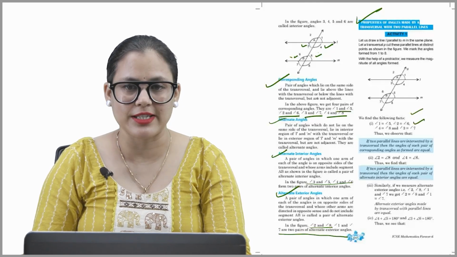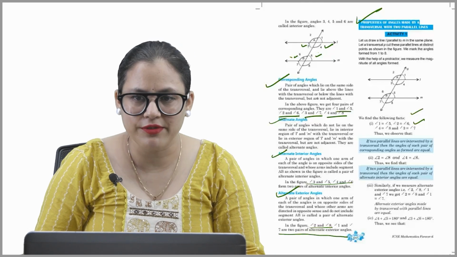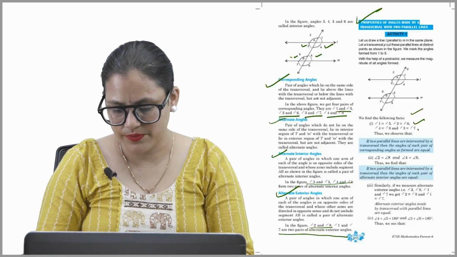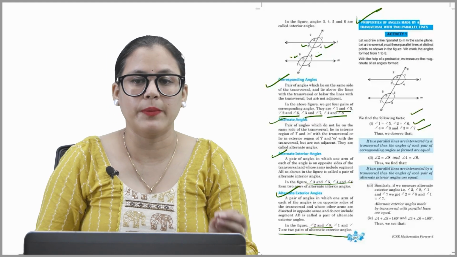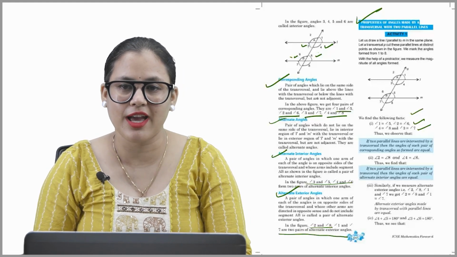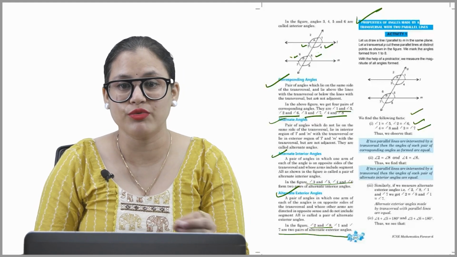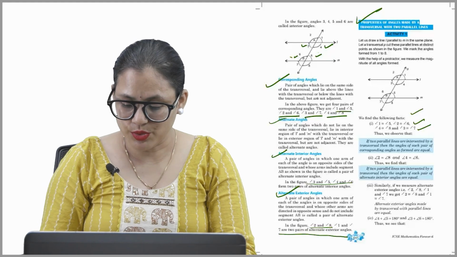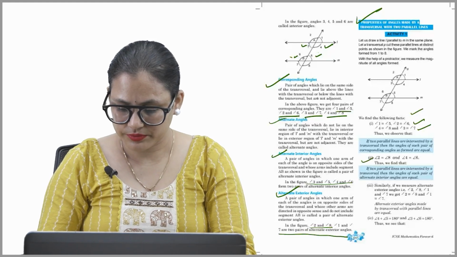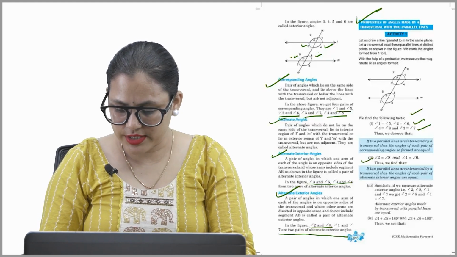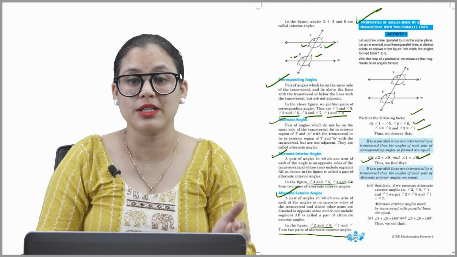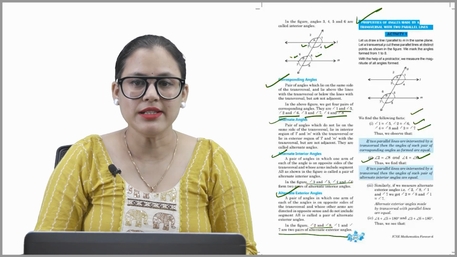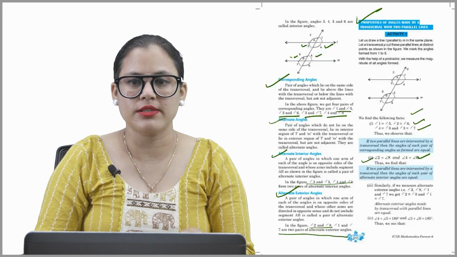We will find the following facts. Angle 1 is equal to angle 5, angle 2 is equal to angle 6, angle 4 is equal to angle 8 and angle 3 is equal to angle 7. Thus, we observe that if two parallel lines are intersected by a transversal line, then the angles of each pair of corresponding angles so formed are equal. Number 2, angle 3 is equal to angle 5 and angle 4 is equal to angle 6. Thus, we find that if two parallel lines are intersected by a transversal, then the angles of each pair of alternate interior angles are equal.